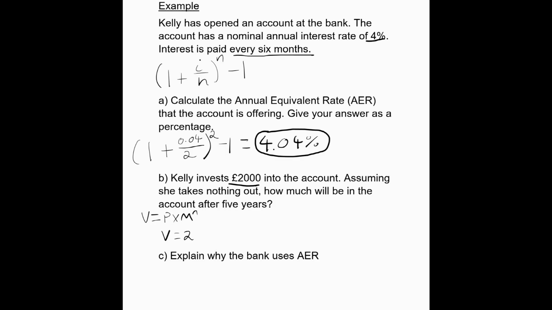Final value equals 2,000, so that's what we're starting with. The multiplier is going to be 100% plus 4.04%, which is 104.04%, sorry. So that's what we're going to use as our multiplier. So as a decimal, that's 1.0404. And this goes to the power of n, where n is the number of years, not the number of interest periods, but the number of years, which is 5. So we put that into our calculator.